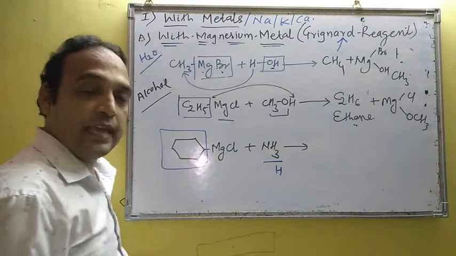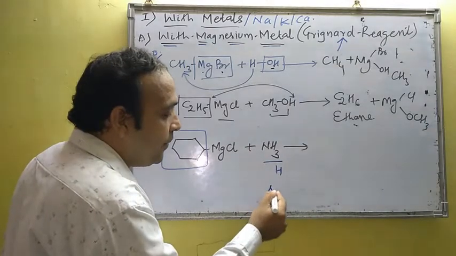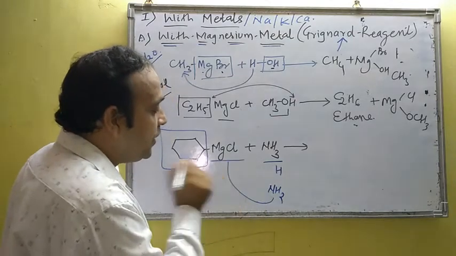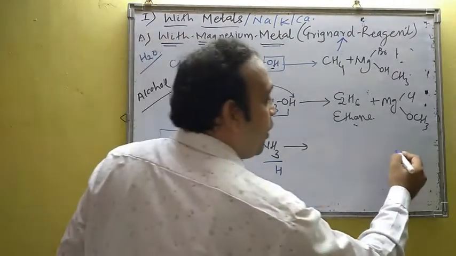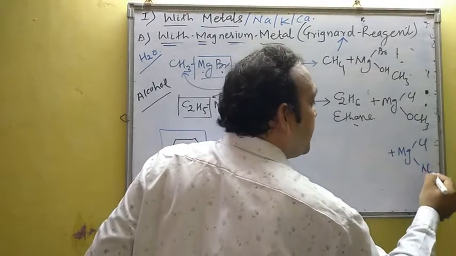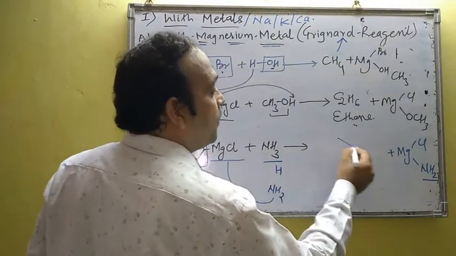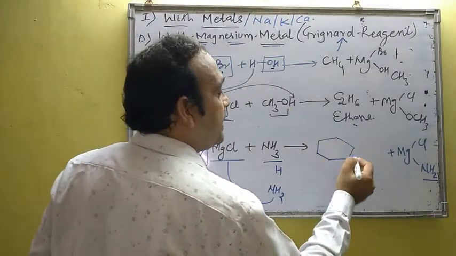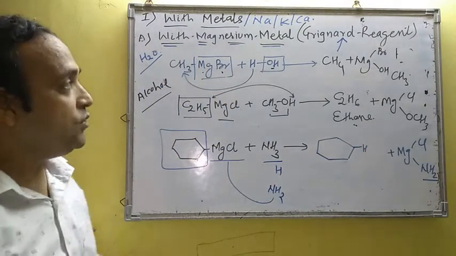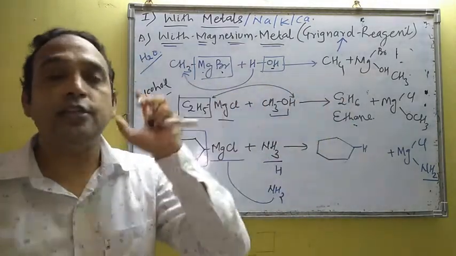H reacts with cyclohexyl. If I took H out of NH3, what will my remaining part be? NH2, and that NH2 will attach to MgCl. So my side product or byproduct will be MgClNH2. What will my side product be? MgClNH2, and my final product will be cyclohexane. And in this way Grignard reagent can be converted into hydrocarbon, that is your alkane.